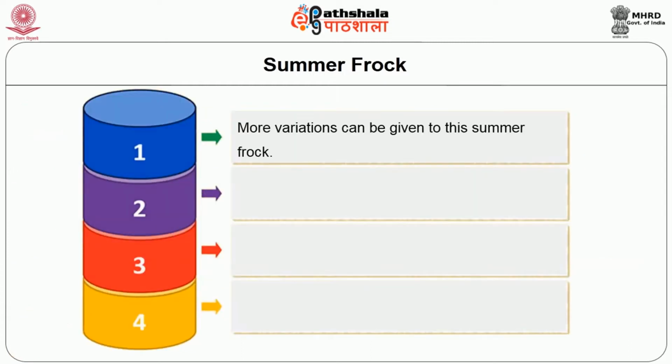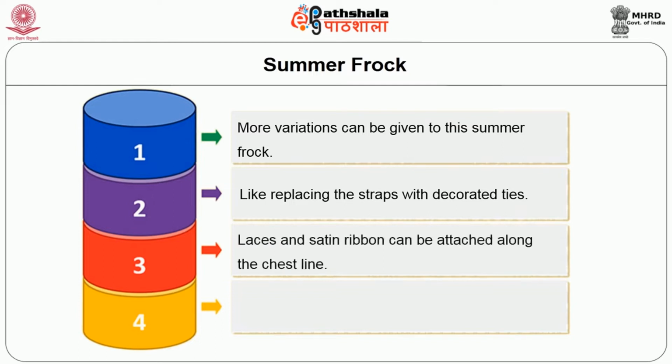More variations can be given to this summer frock, like replacing the straps with decorated ties. It can be a single tie or it can be a double tie. The laces and satin ribbon can be attached along the chest line. Roses or bows can be made and attached as decorations.